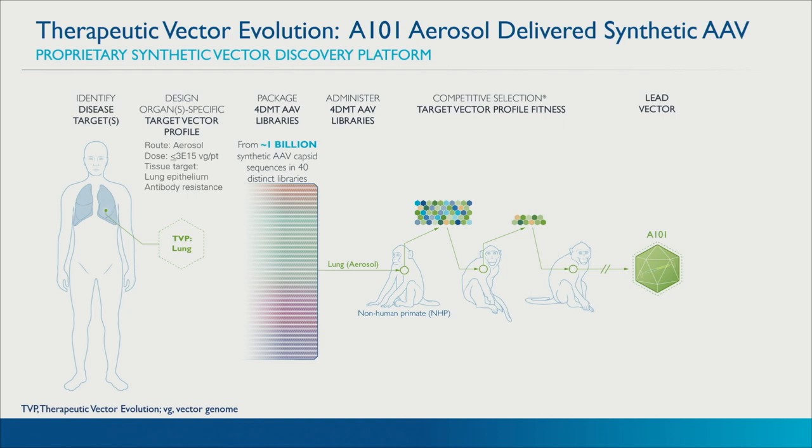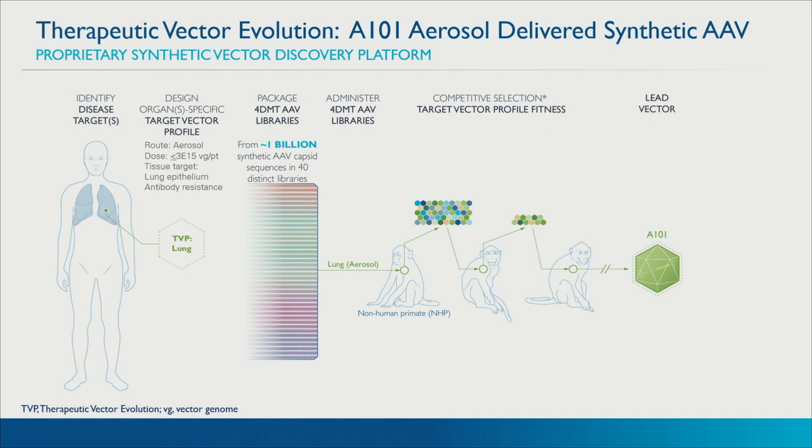And so the thought, again, going back to Marty's talk about rethinking how you're going to do a similar approach, this approach is called therapeutic vector evolution. So really, you think about what disease you want to target, cystic fibrosis. What organ do you want to target? Well, people die from their lung disease. So the specific profile that you want is something that can be delivered directly to the lungs via aerosol in a dose that's less than 3 × 10^15 vector genomes per person. Tissue target, again, lung epithelium, and you want to have antibody resistance.